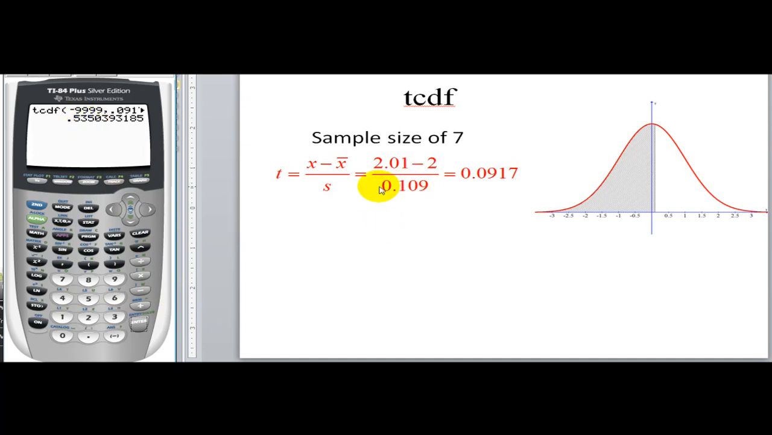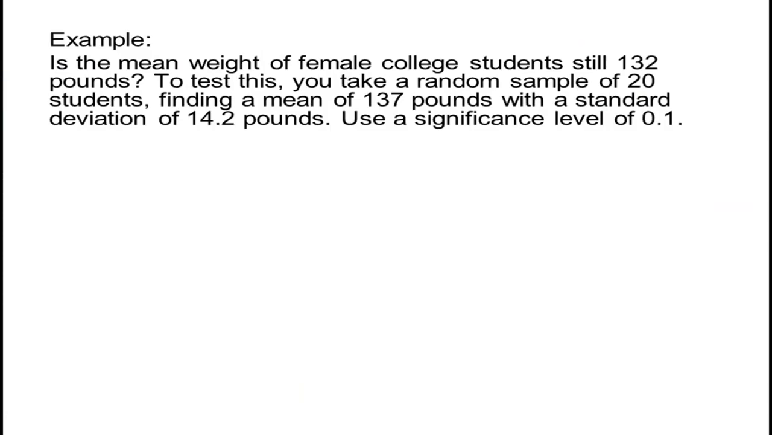Now, you cannot do this on the calculator using the mean of 2 and a standard deviation of 0.109. You have to convert these to a t-score, as you can see from the screen here.